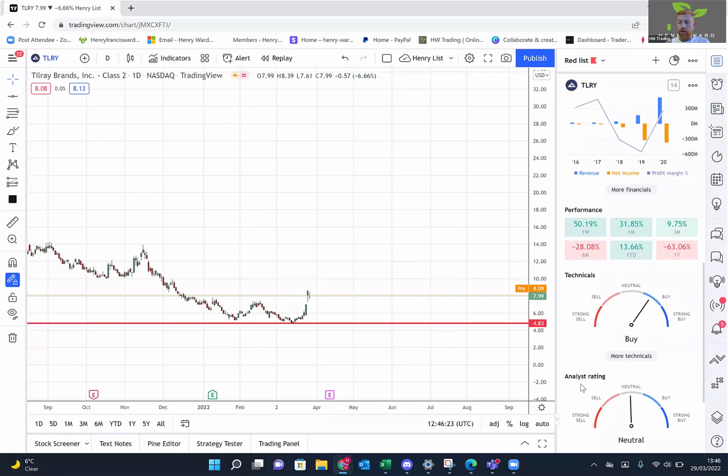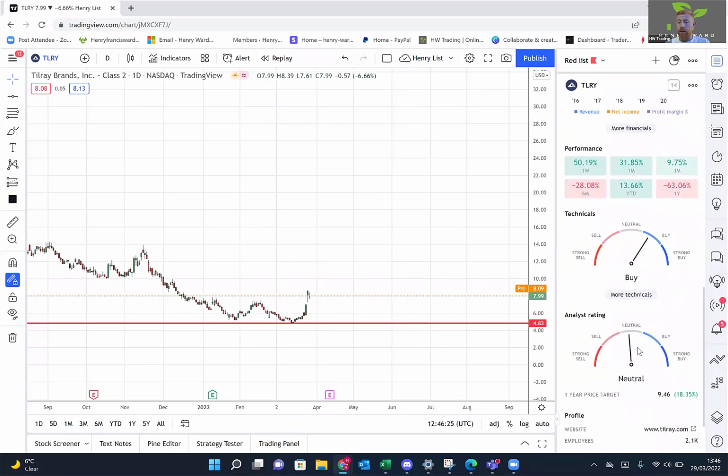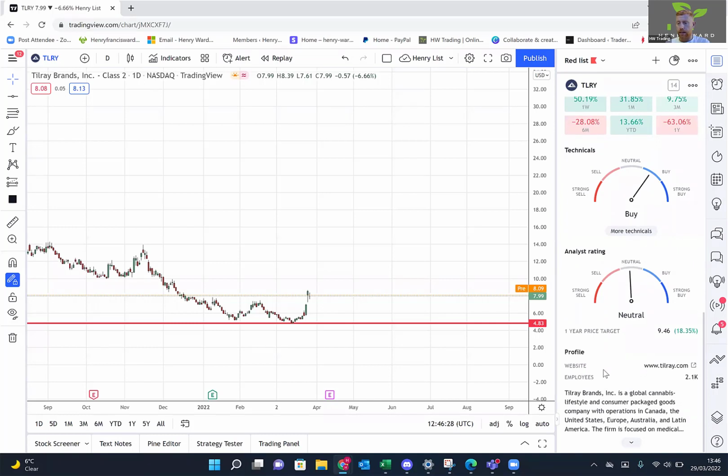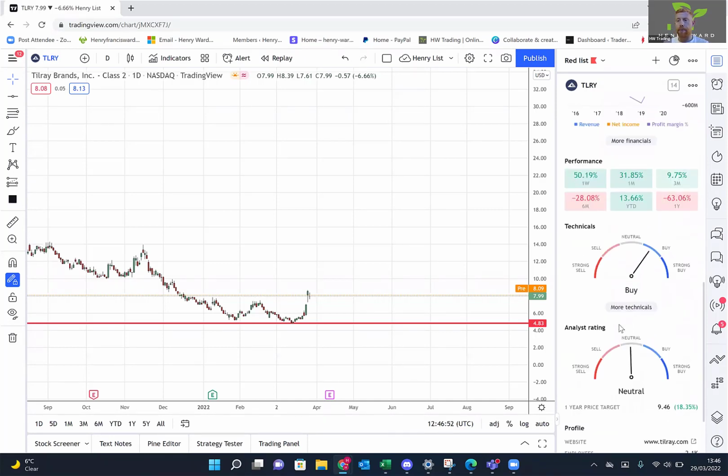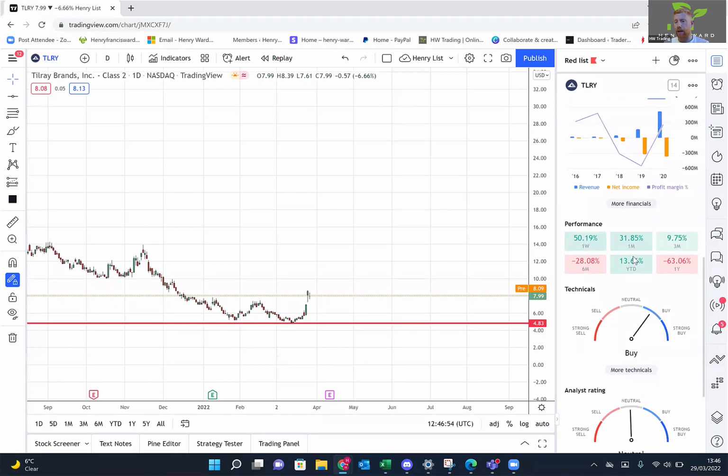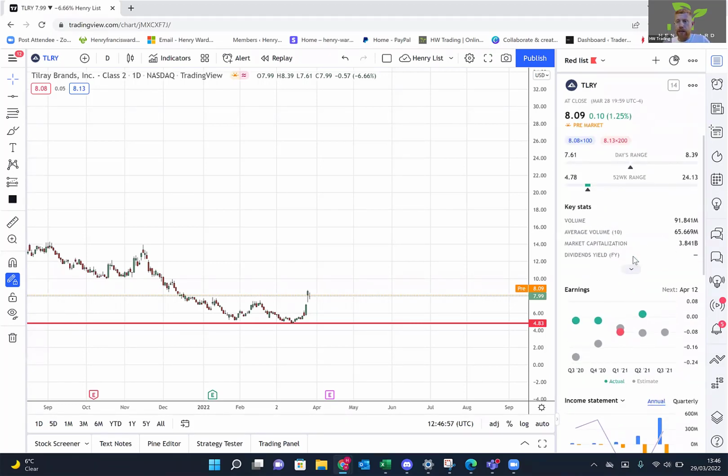Technicals, strong buy. Analyst rating, neutral. Again, who's rating this? Who did the technicals for us? You want to look into how good they are. Do they have the same reading of the chart as you have? For analysts who have done that, how many analysts actually did it? Where is it coming from? Make sure you're doing all those. But I never let any of this stuff sway me into any particular trade or anything like that.